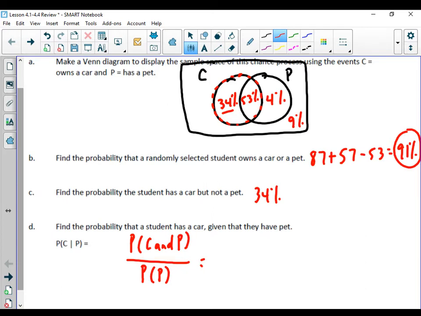We said the overlapping part was 53%. So I'm going to take 53 divided by, we said the probability they had a pet was 57. I could leave it as that fraction, or if I take 53 divided by 57, I get 0.929. I'm going to say 0.93. So the probability is about 93% that if a person has a pet, that person also has a car.